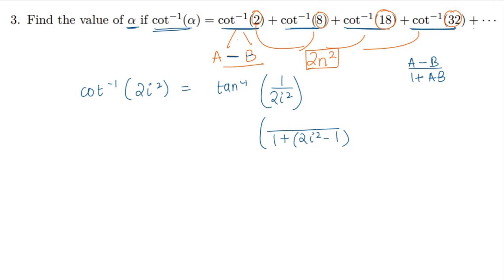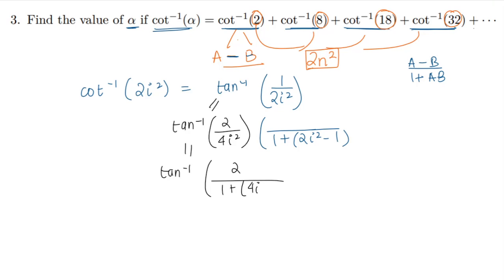But then you notice that if we multiply both the numerator and the denominator by 2, that gives us tan inverse of 2 by 4i squared. You can write this as tan inverse of 2 by 1 plus 4i squared minus 1. And 4i squared minus 1 can be written as 2i plus 1 times 2i minus 1.